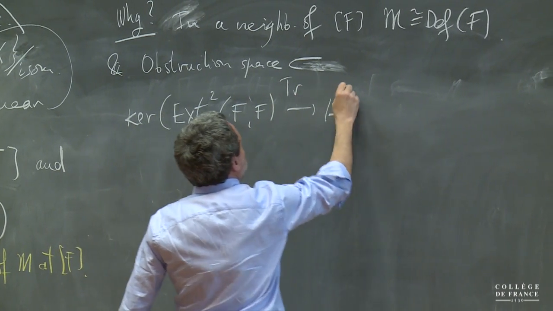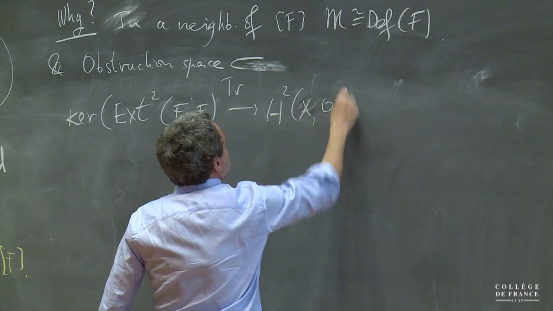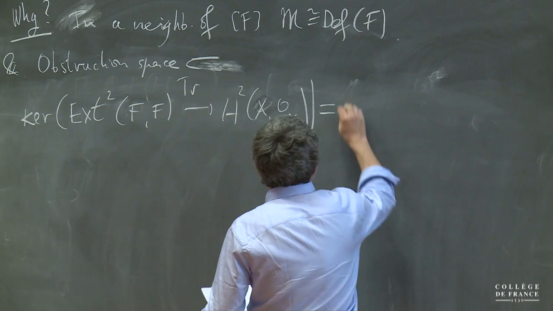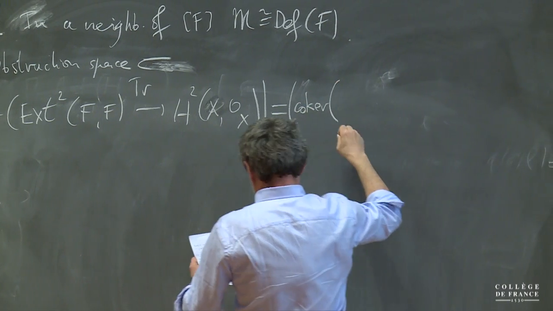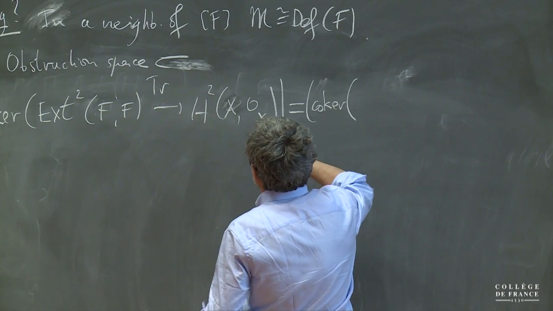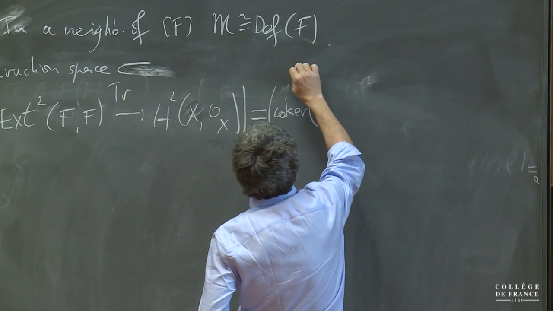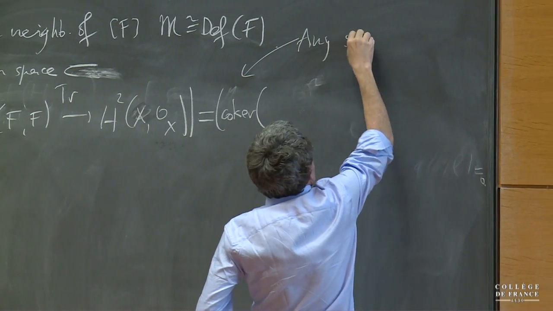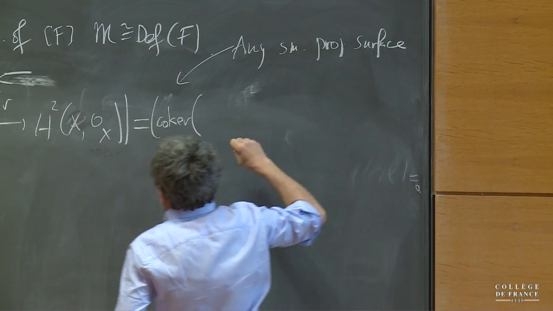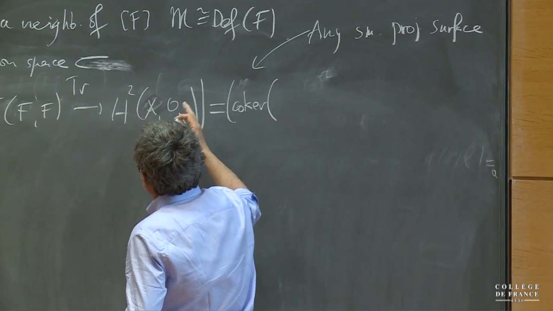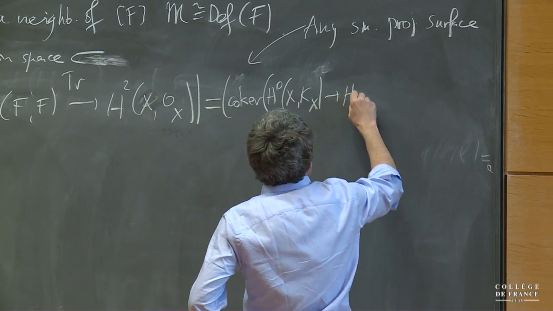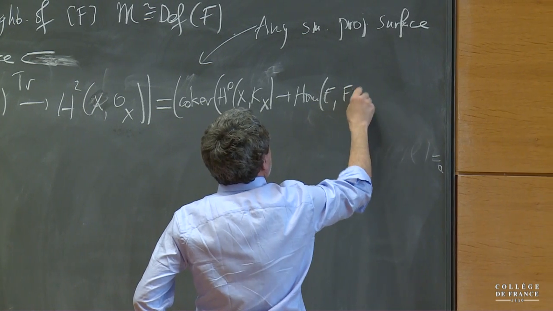So this is the trace map. If I didn't screw up, if you look at the transpose map, this is by Serre duality. Let's say now any smooth projective surface for the moment. This is a general fact. So if we look at the dual, we're going from H^0 of K_X to Hom of F to F tensor K_X.